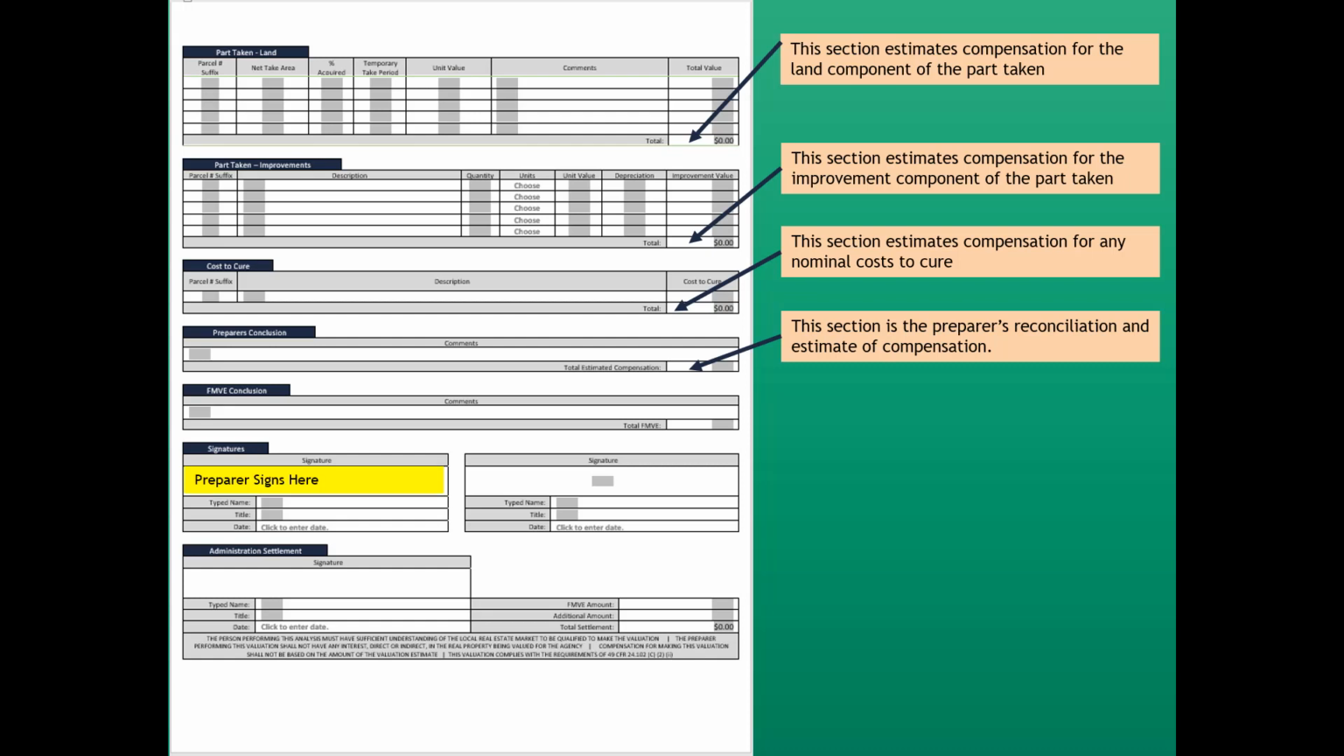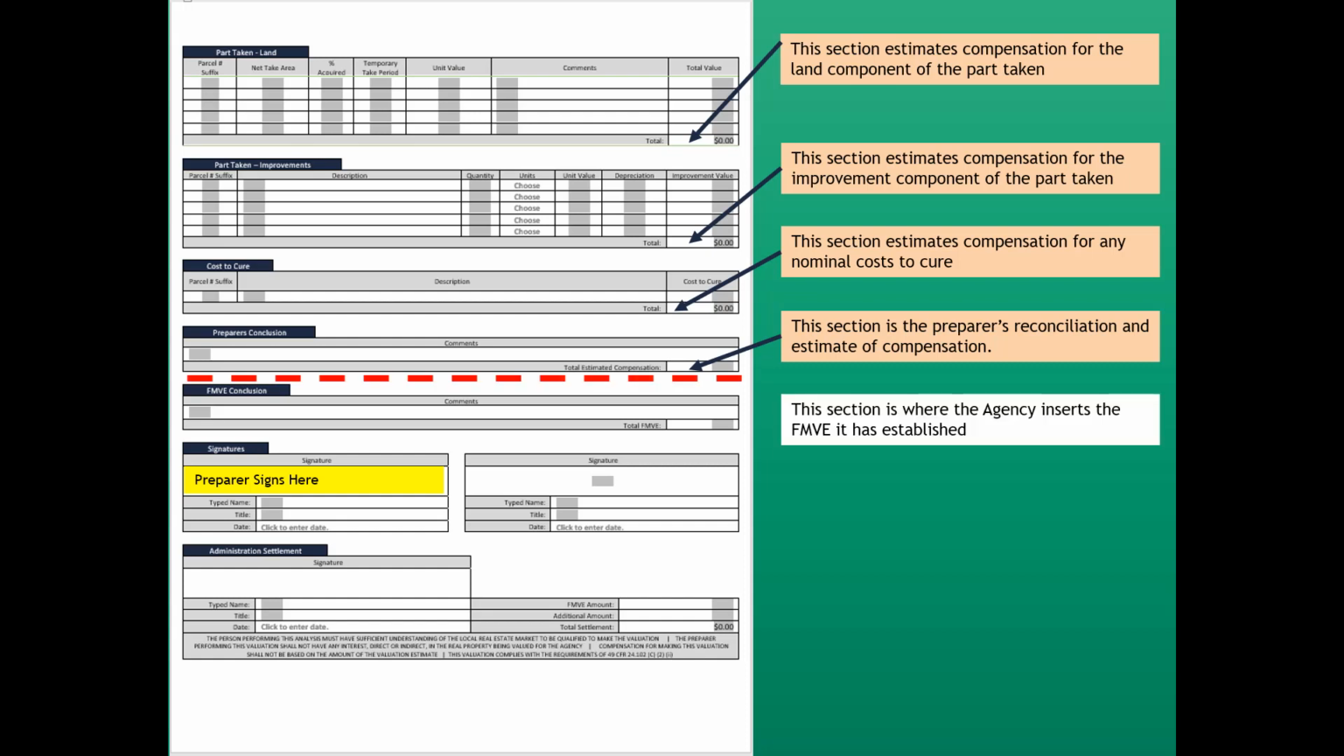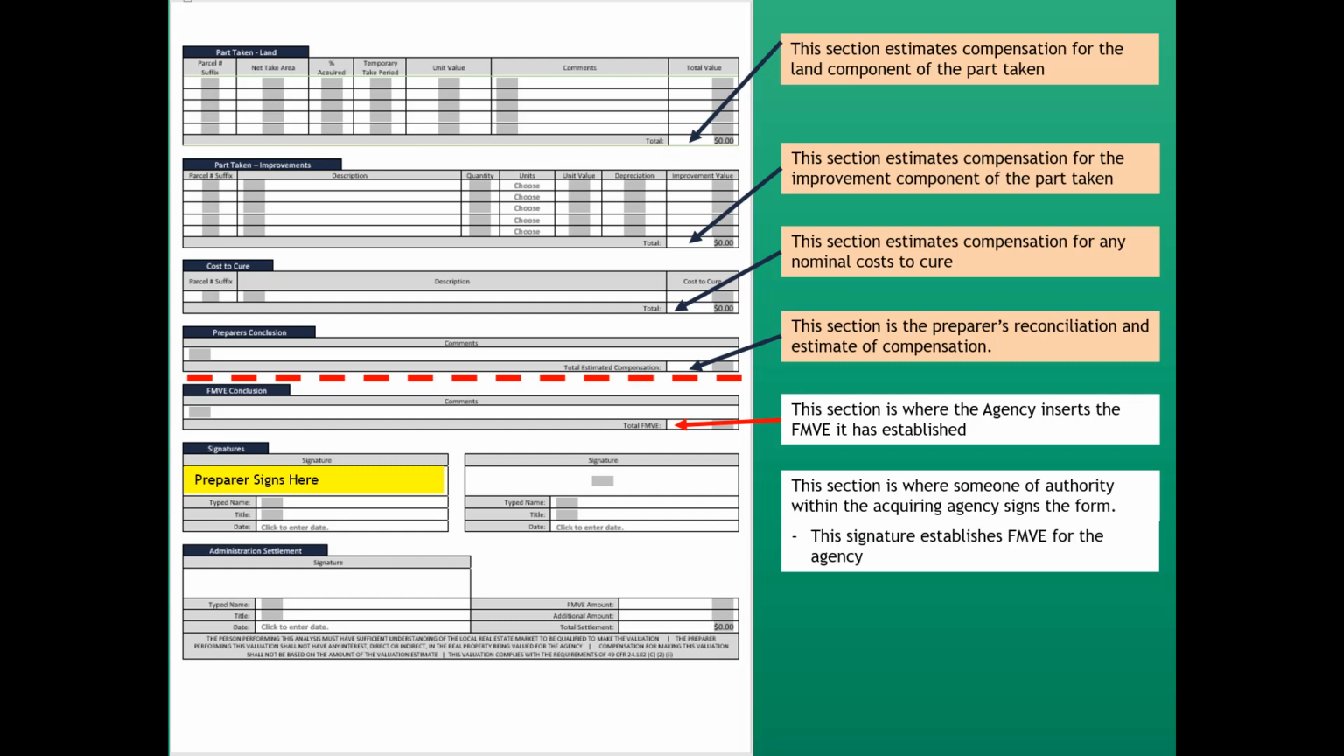And after the preparer fills out the reconciliation, they go down to the bottom part of the form, and in yellow shows where the preparer would sign the form. We've just drawn a dotted red line on the form, and below that line is where the agency inserts the FMVE it has established. Next is where someone of authority within the acquiring agency signs the form, and that signature establishes FMVE, the fair market value estimate, also known as compensation.